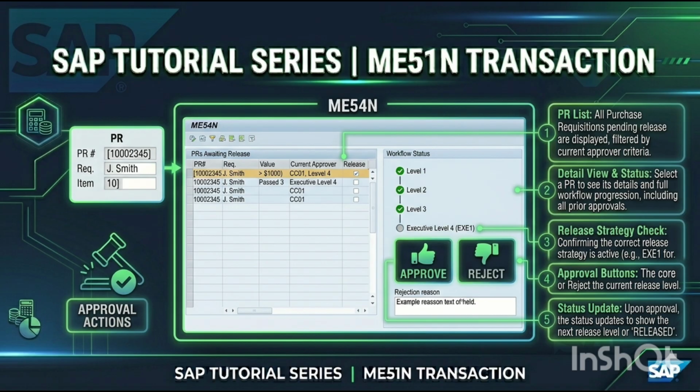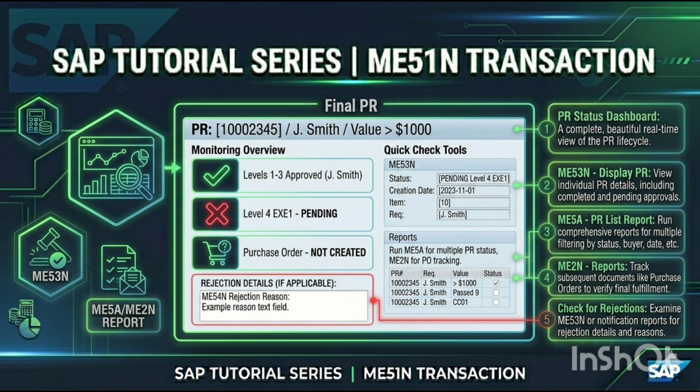Some companies use workflow notifications via email or SAP Fiori. Use proper comments during approval or rejection, as they help maintain transparency. Once all required releases are done, the PR status changes to released and it becomes available for conversion to purchase order. After approval, we have to check the status and report it.